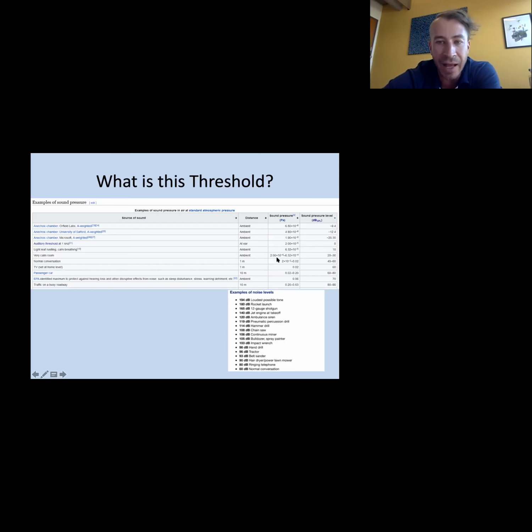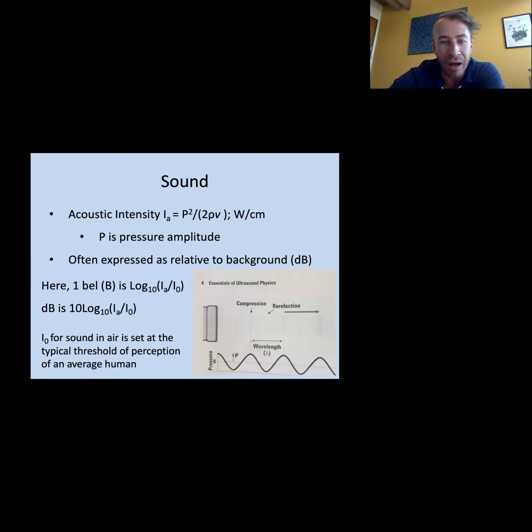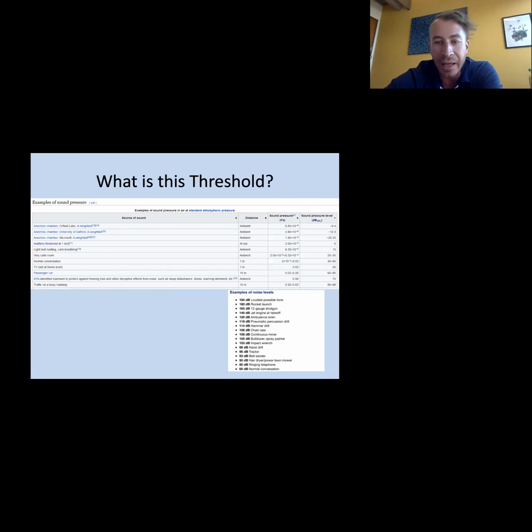The exact value that the community has come around to is an auditory threshold at 1 kilohertz of 2 times 10 to the -5 pascals. So that's your I naught in this term, okay? And then here are some of the decibel levels of conventional things that you might experience in your normal life, from a normal conversation up to a jet engine.